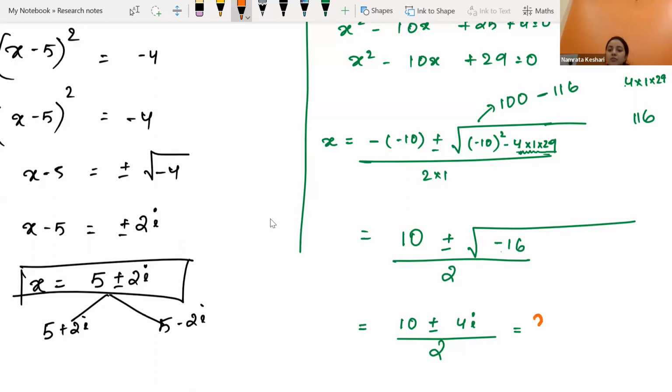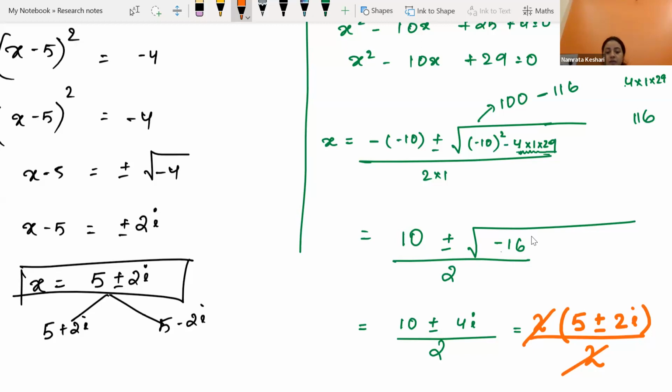Can we take 2 common from the numerator's part? Yes, ma'am. So 5 plus minus 2i will be remaining, and in the denominator 2 is there, 2 gone. Now can you see our previous answer and this answer are the same? कैसे भी सॉल्व करेंगे, x का वैल्यू तो यही आना है इमेजिनरी नंबर्स के टर्म पे. Getting it, Alina?